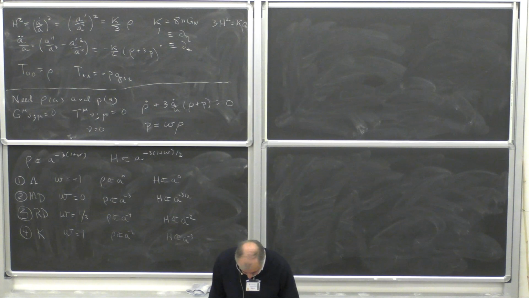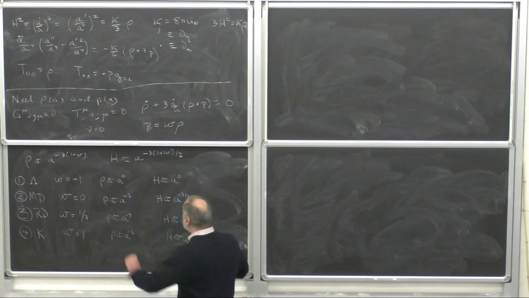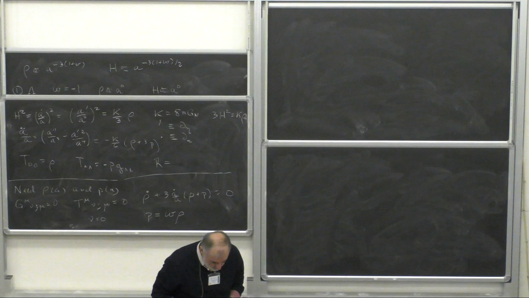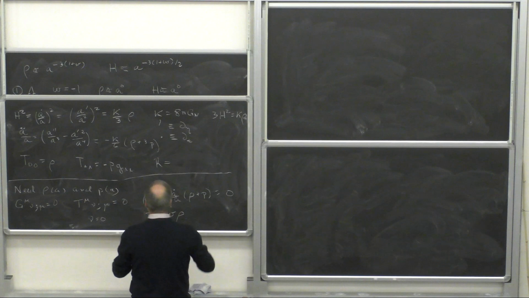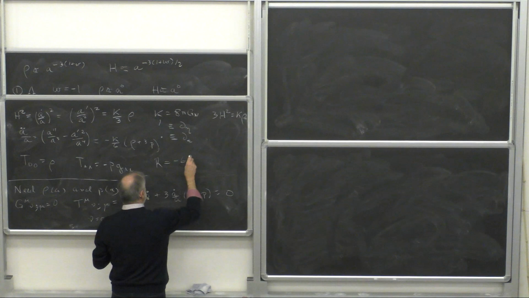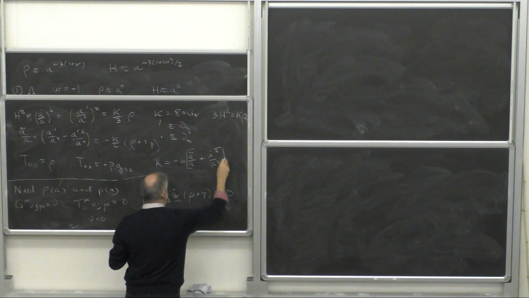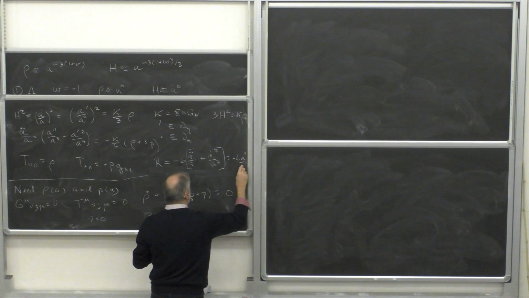So keep these in mind, because we are going to use them throughout the lectures. Let me include one more result up here, and this is the result for the Ricci scalar. And the Ricci scalar is minus 6 A double dot over A, plus A dot squared over A squared. And this is also equal to minus 6 A double prime over A.